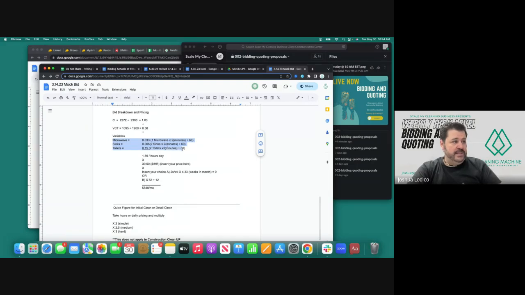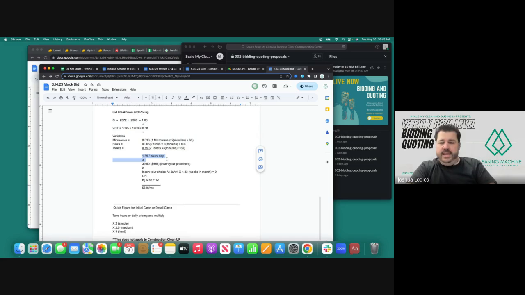So after we've got these, we add these up. 0.033, 0.066, 0.15 plus 1.03 for the carpet and 0.58 for the tile. That brings us to this total here, 1.89 hours per day. So now we have our daily hours figured out.